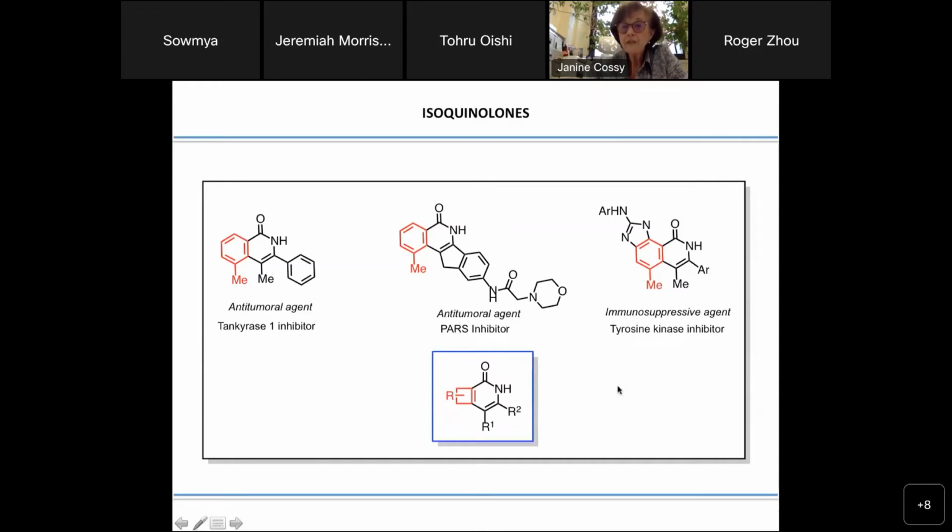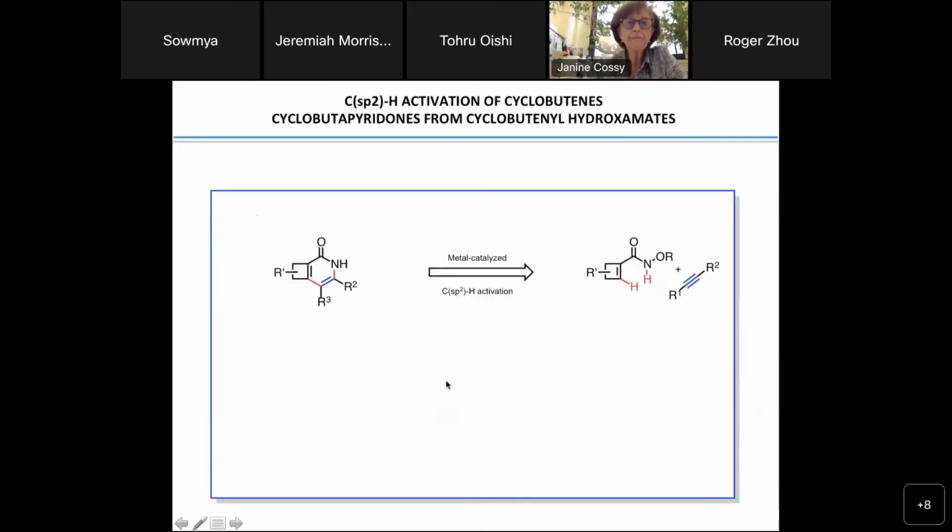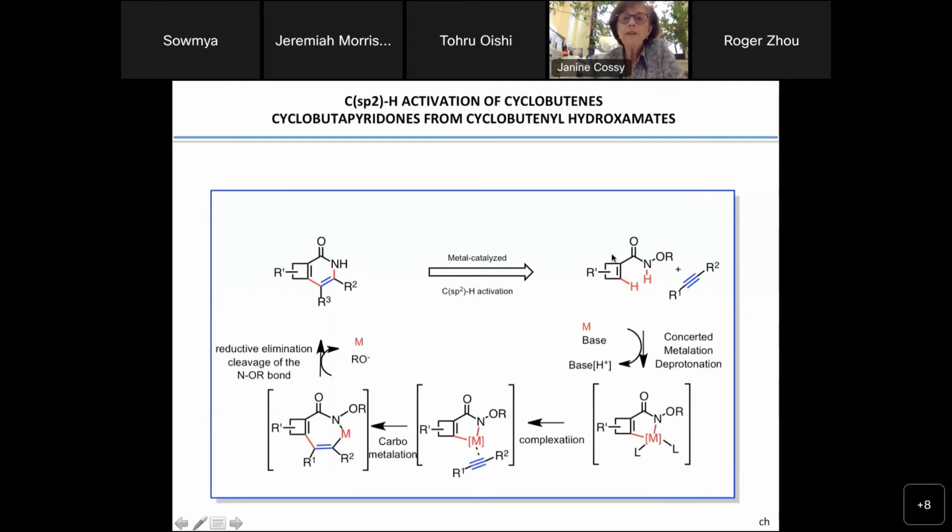So it's very nice to have this kind of idea, but now how can we synthesize these compounds? Well, we have envisaged to synthesize this kind of bicyclic compound having a cyclobutane from this cyclobutanyl hydroxamate and an acetylene in the presence of a metal catalyst by doing a CH activation of a cyclobutane. So the hypothesis was that if we are treating this compound with a metal in the presence of a base, probably we will have a concerted metallation deprotonation step that will lead to the formation of this intermediate.